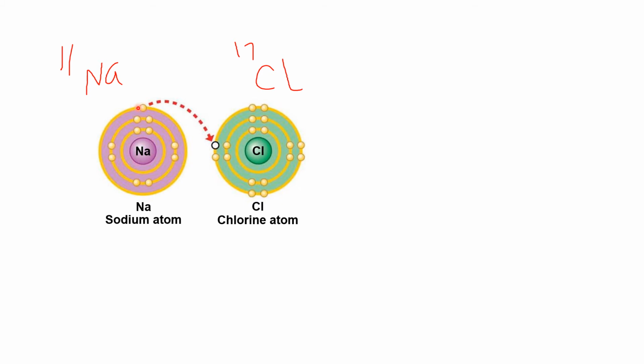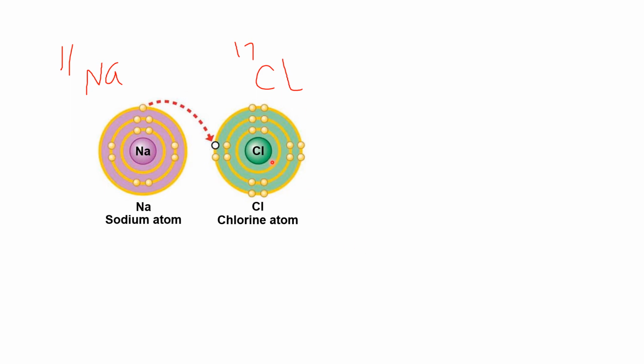Now, is sodium on its own stable or is it unstable? How do we determine that? Look at the last electron shell. Is the last electron shell filled? No, it's not. It's only carrying 1. And for that last electron shell to be filled, it needs to have 8. So since it only has 1 and not 8, sodium on its own is unstable.